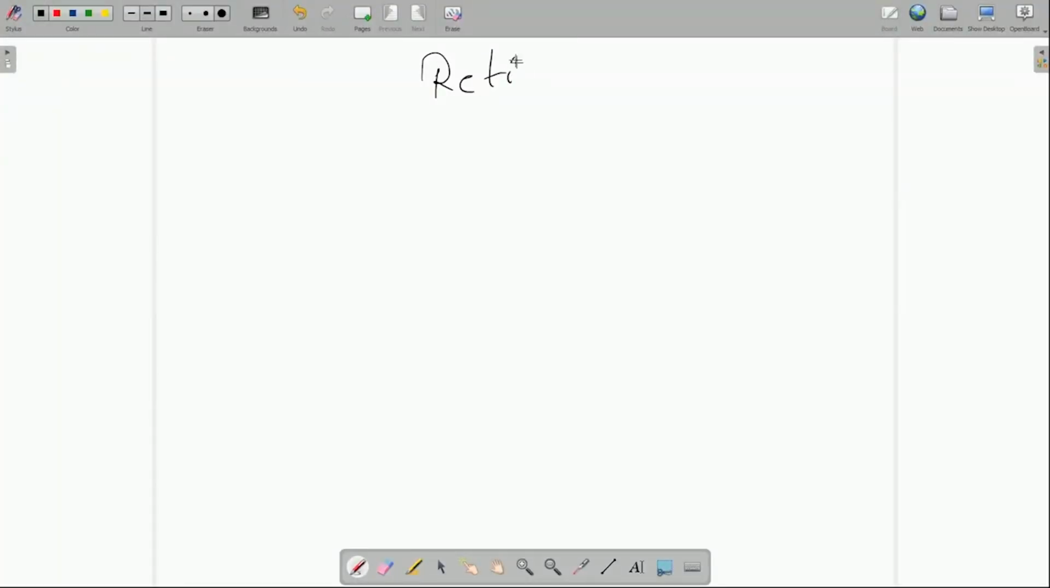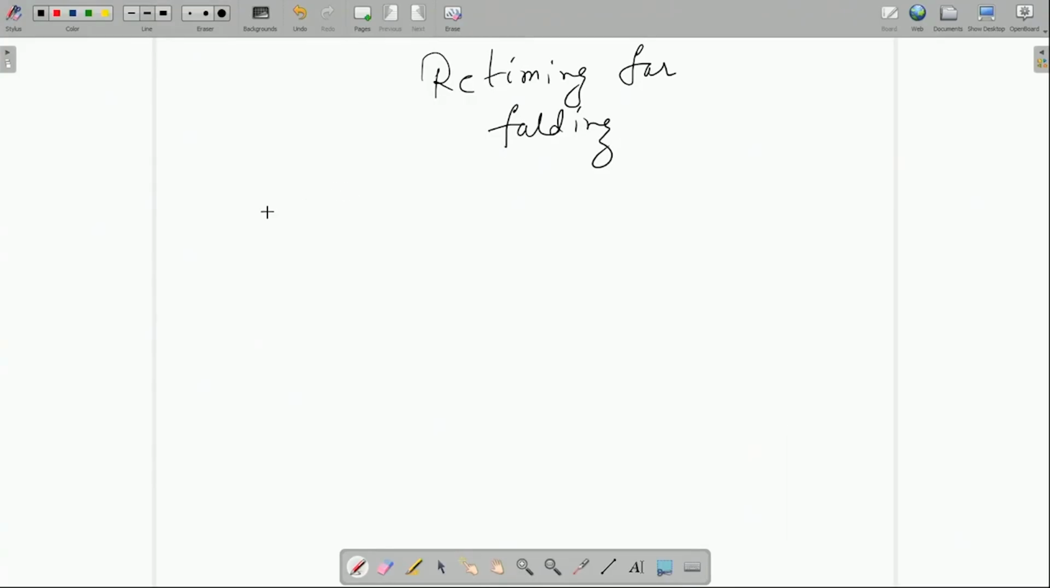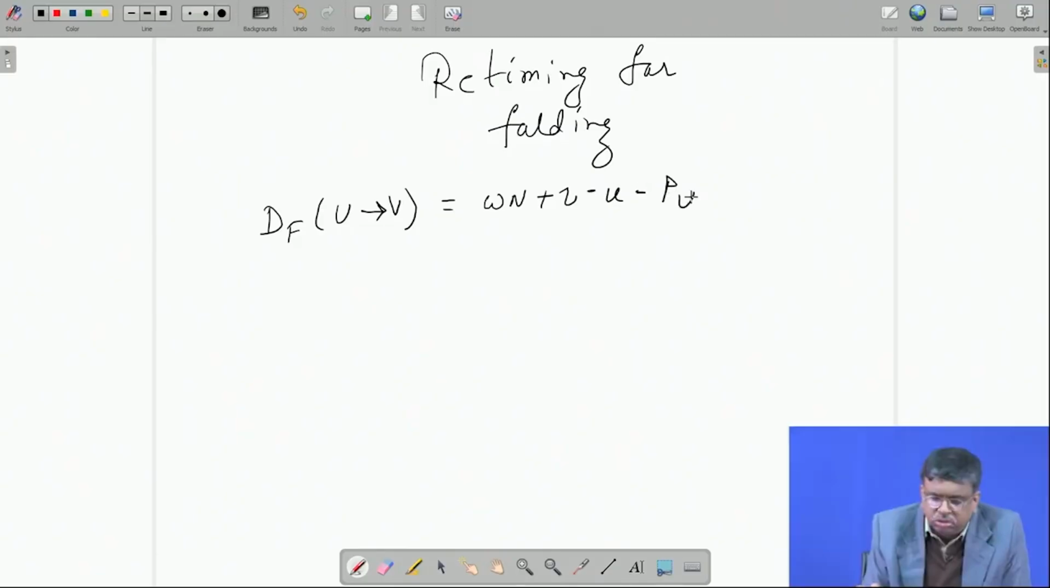Okay. So, we are doing folding. Today, I will be considering retiming for folding. Okay. We know that this formula DF(u,v) was W times n plus schedule v minus schedule u minus P u. What was the context?